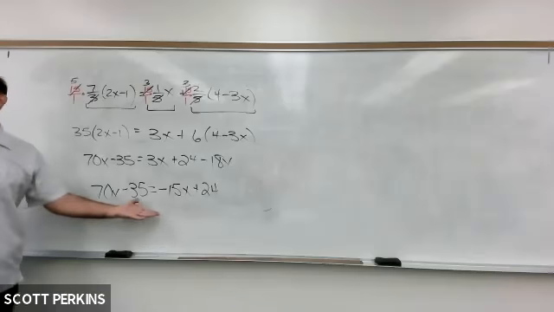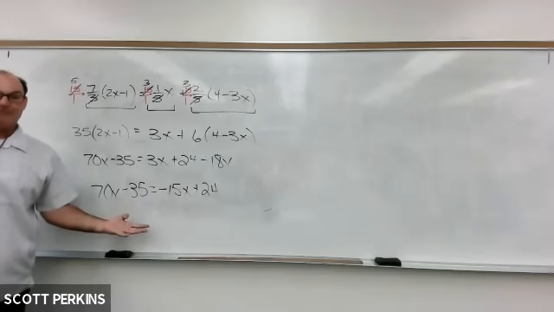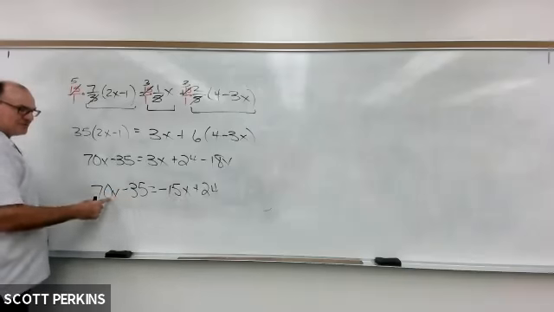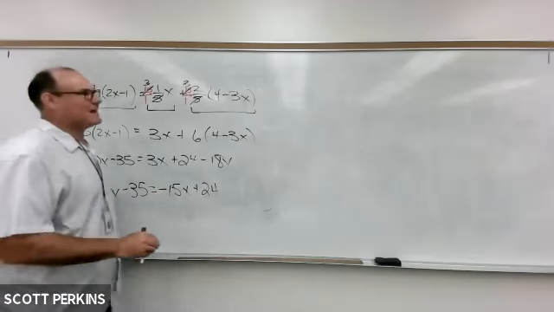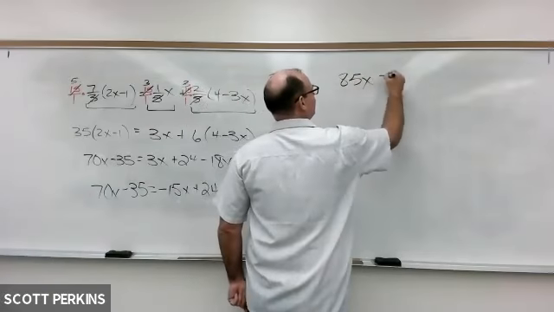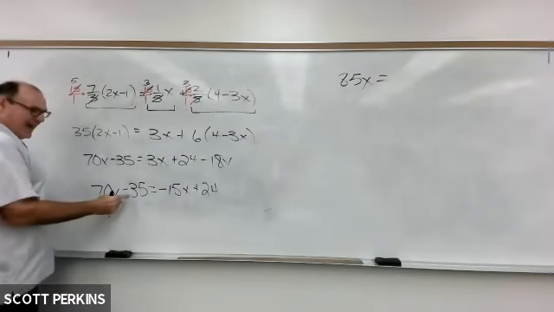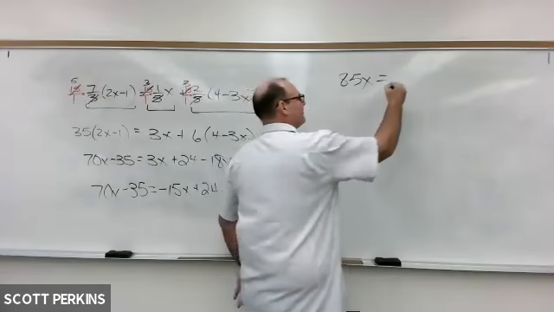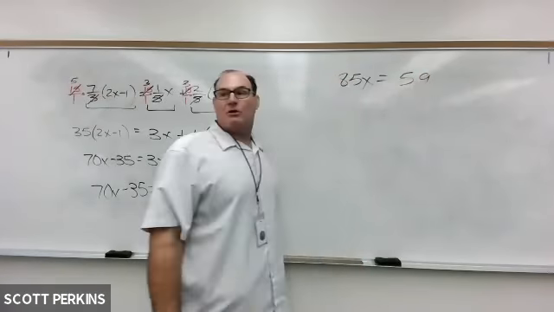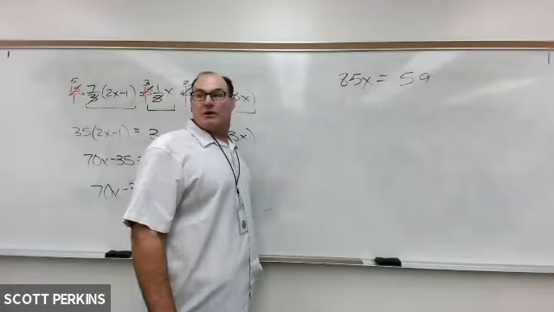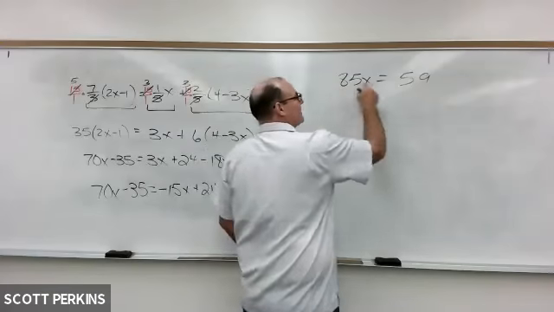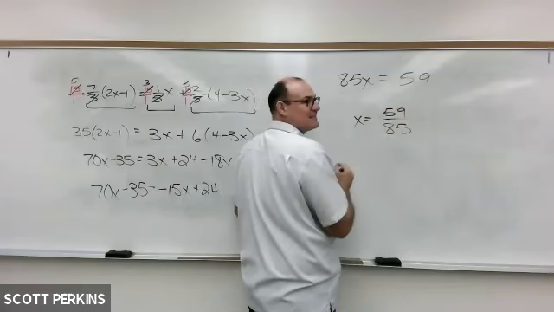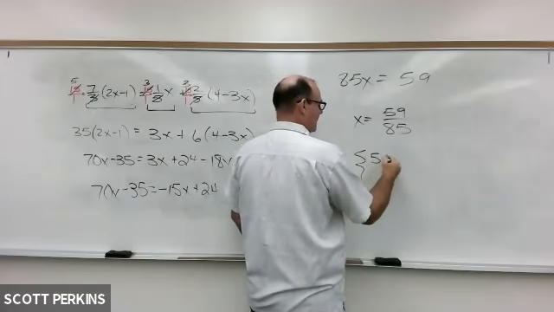And this is the same equation, just different numbers that we've been solving every time. I'm going to get the x's on the left. I'm going to put the numbers on the right. So I'm going to add the 15 to both sides. When I add the 15 to both sides, I get 85x. I'm going to add the 35 to both sides. When I add the 35 to both sides, I get 59, if I've done my arithmetic right. But you learned Monday, and you need to look at me carefully on that. And last but not least, I'm going to divide both sides by 85, and we get that the solution set is 59 over 85.